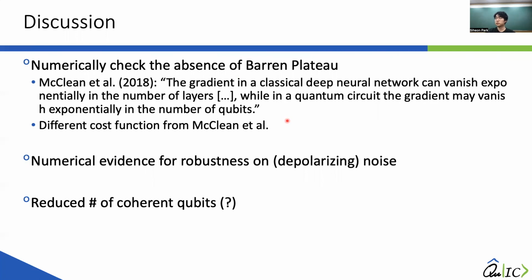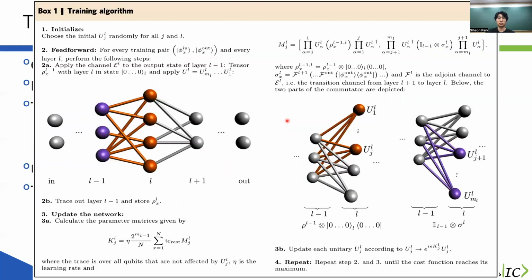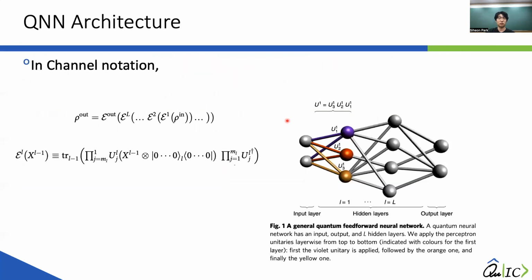I saw some QNN architectures which use a nonlinear algorithm for implementing the activation function, but I think this one doesn't use it, right? Actually, it does, because this trace procedure is nonlinear. Right.